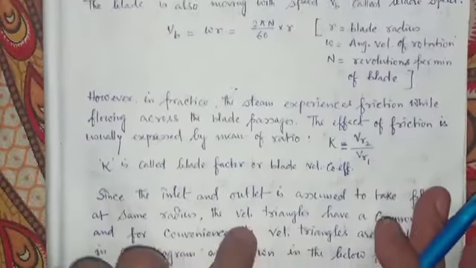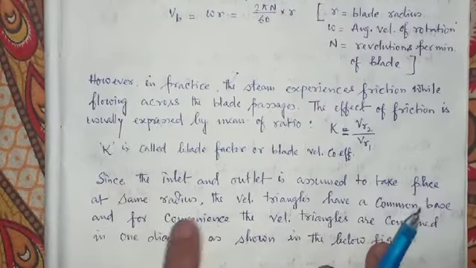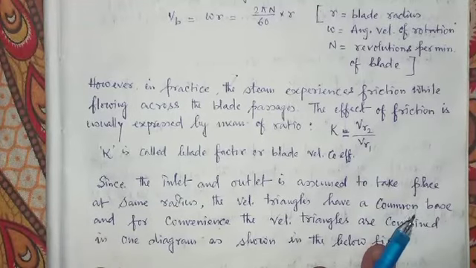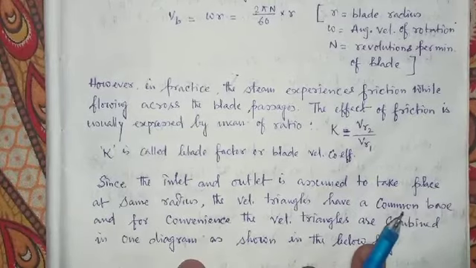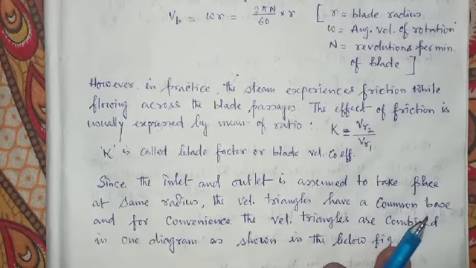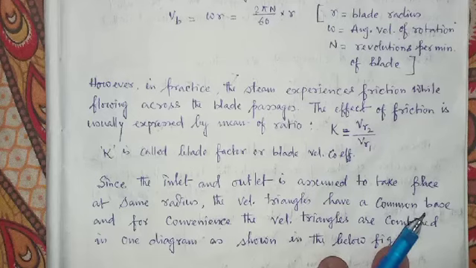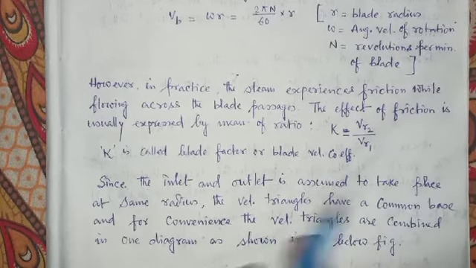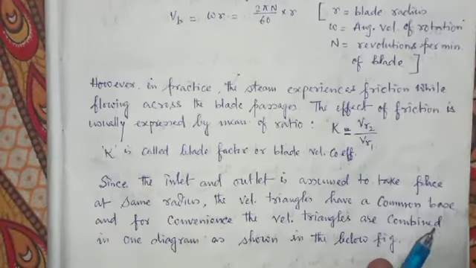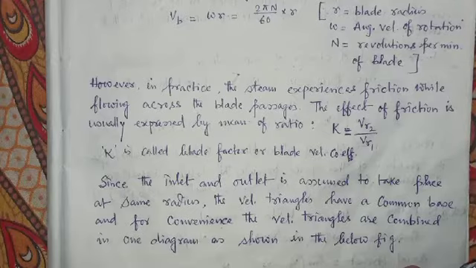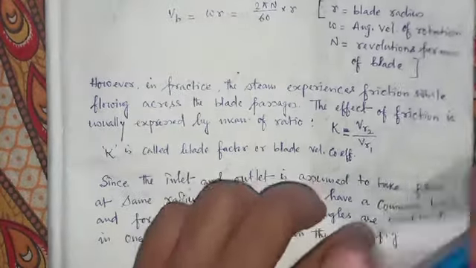Now, since the inlet and outlet are assumed to take place at the same radius, the velocity triangles have a common base. Common base means the length of vector AB and vector A dash B dash are the same. For convenience, the velocity triangles are combined in one diagram, as shown in the figure below.